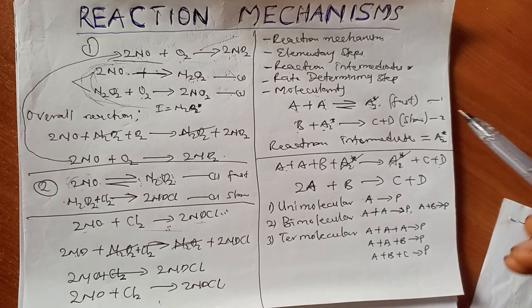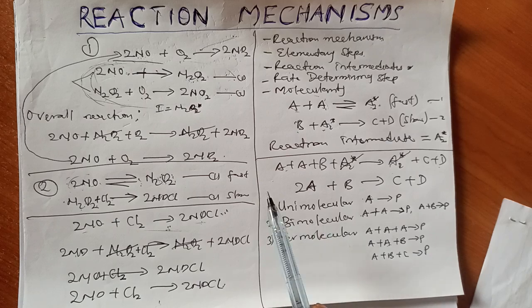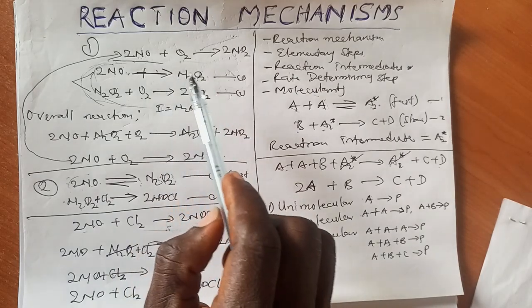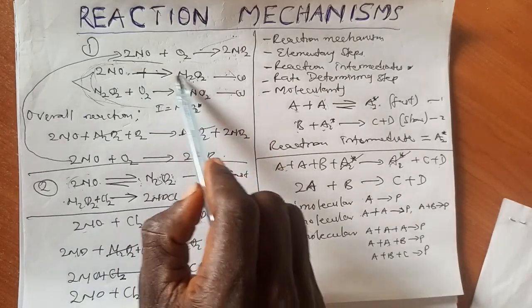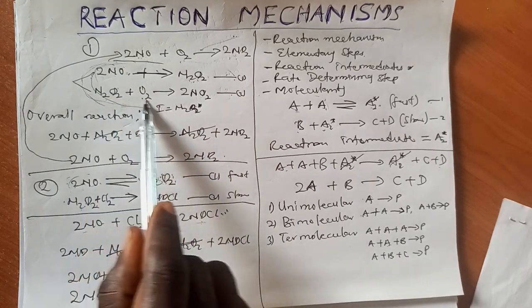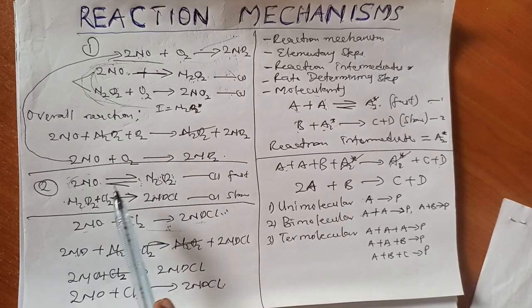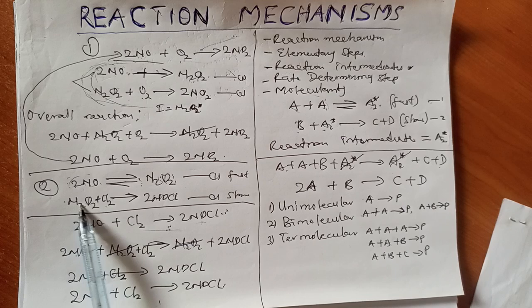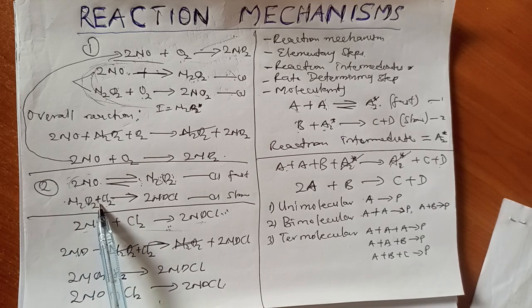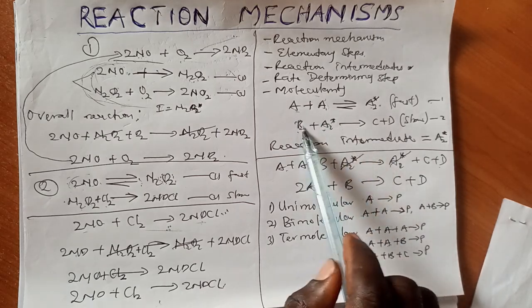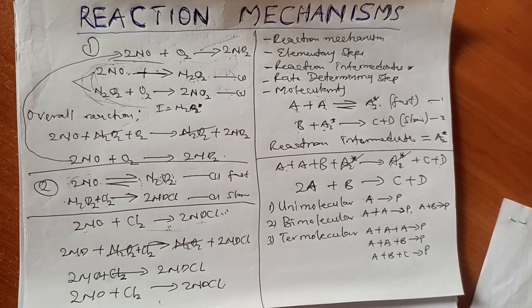But let me quickly talk about this. The molecularity. These are the reaction mechanisms. Here it is bimolecular. Here it is bimolecular. I hope you understand that. Let's go to this mechanism. Here it is bimolecular. Here it is bimolecular. Do you understand that? Then let's go to the next. Here it is bimolecular. Here it is bimolecular. Do you understand that? Now, so we have the cases of unimolecular.